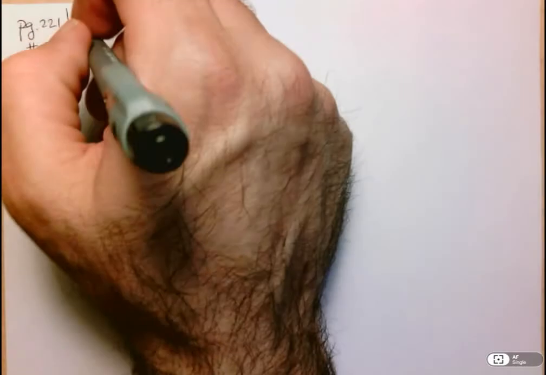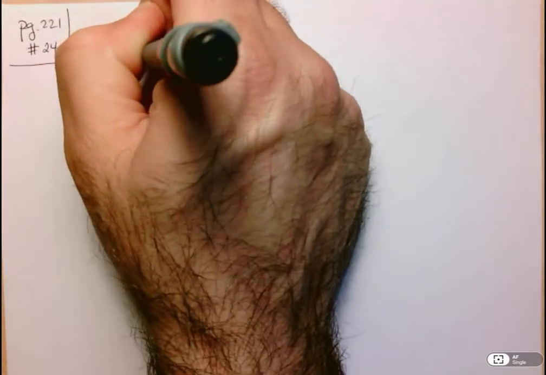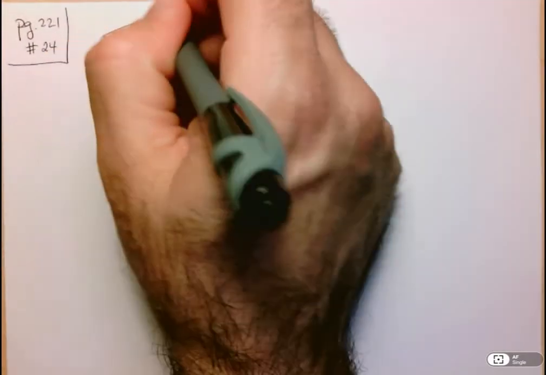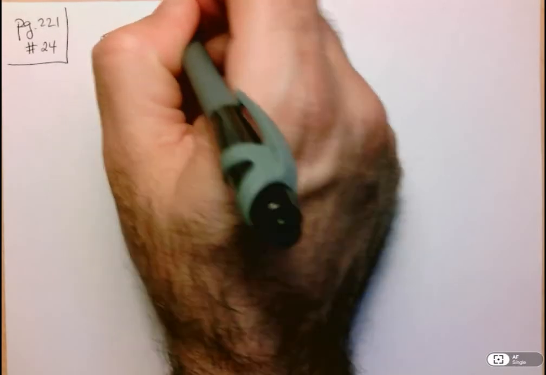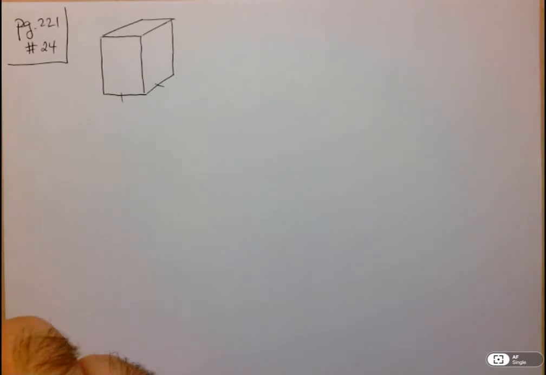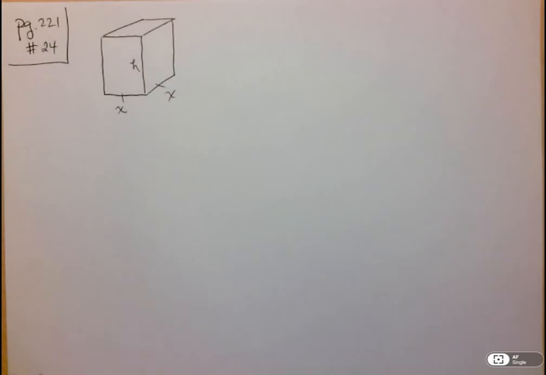Okay, so first of all, I'm dealing with a square based box. So when I draw this, I want to make sure that I don't make it look like a cube. It isn't necessarily a cube, but it does have a square base, which means that these two sides are the same. I'll call them both x, and the height is not necessarily the same.